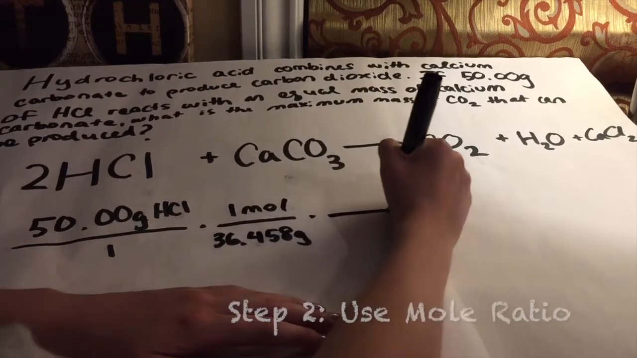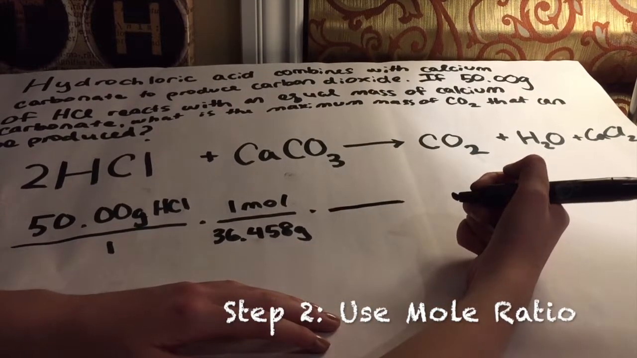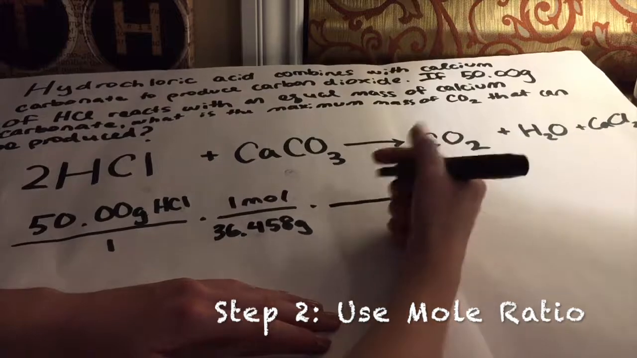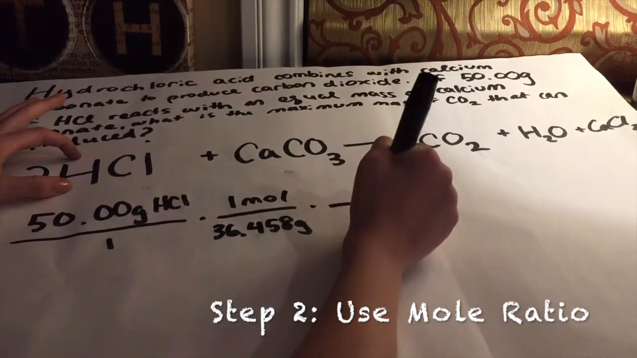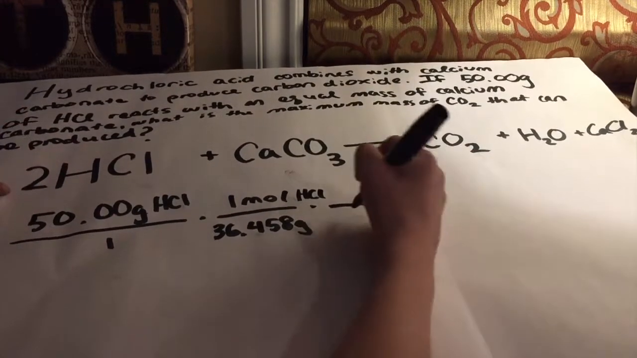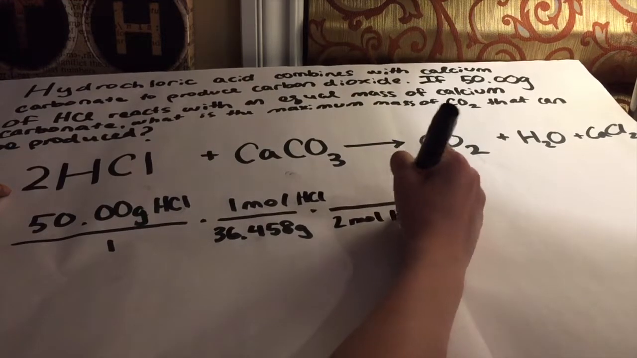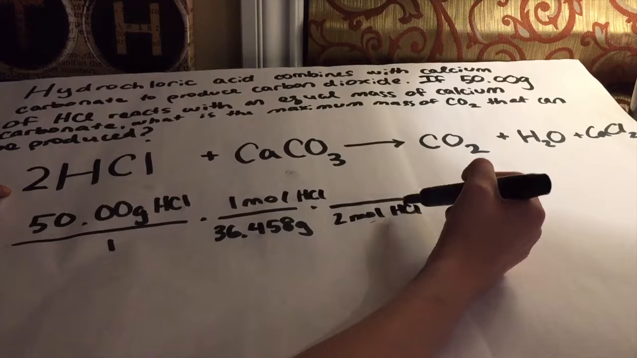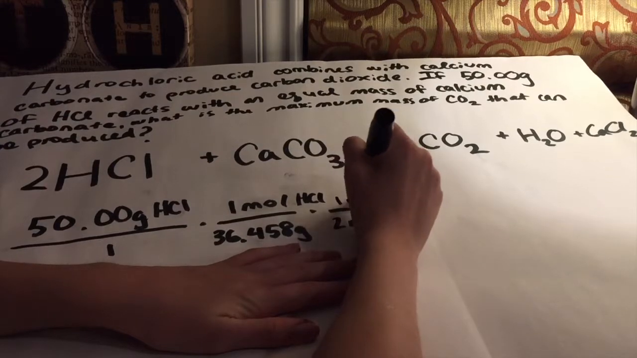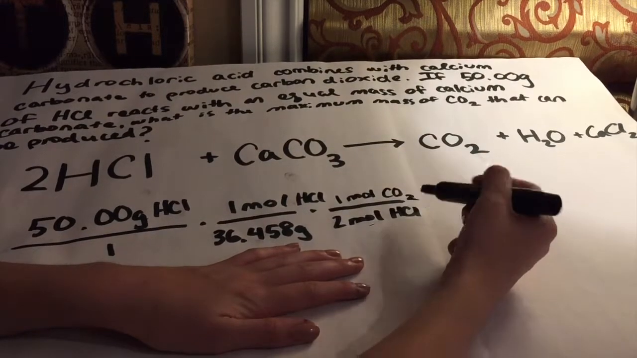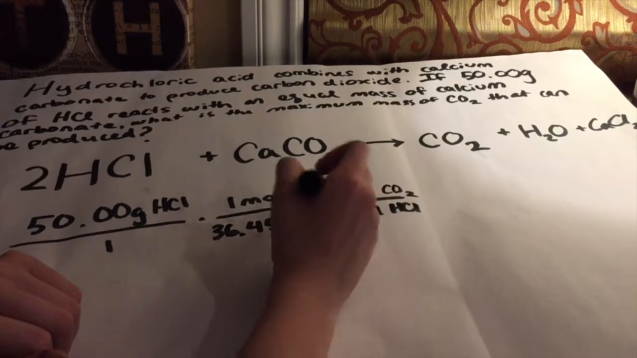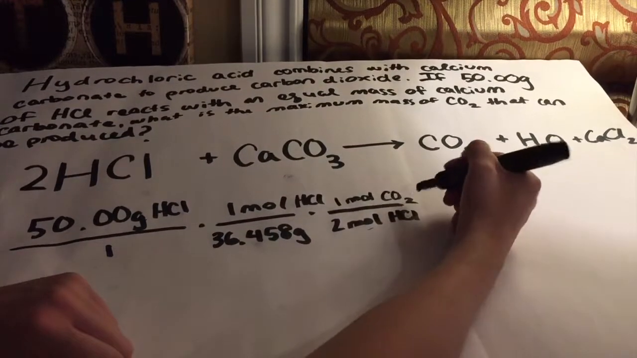Now we can continue. The next part is we want to use our mole ratio, given in our balanced equation, of hydrochloric acid to carbon dioxide. We want our hydrochloric acid moles to cancel out. So here we have 1 mole HCl, and now we put our mole ratio, with 2 moles of HCl on the bottom. So moles of HCl are going to cancel, and for every 2 moles of HCl in this equation, we have 1 mole of CO2. Now we first canceled out our grams and then our moles of HCl, so we're left with moles of CO2.